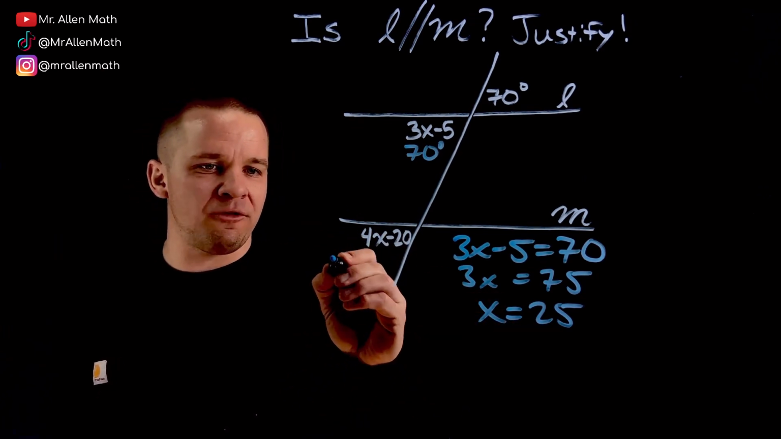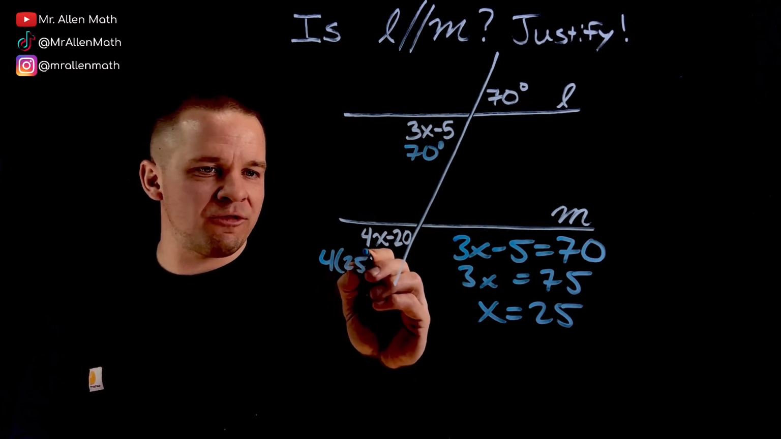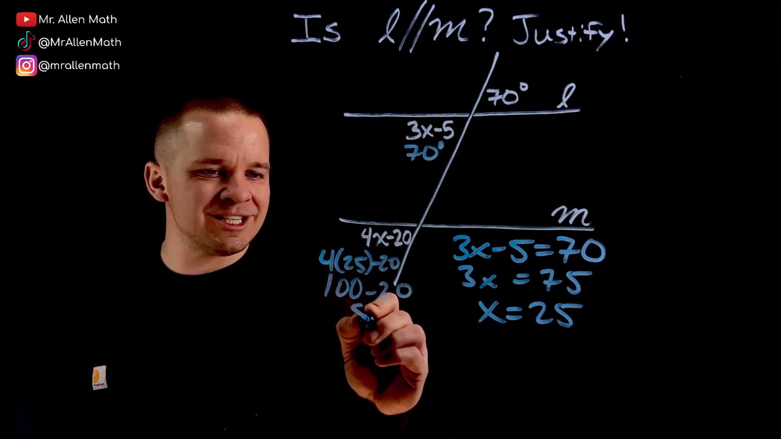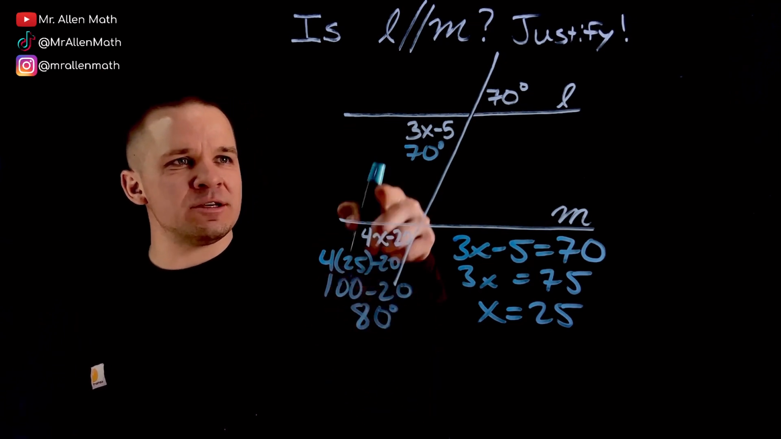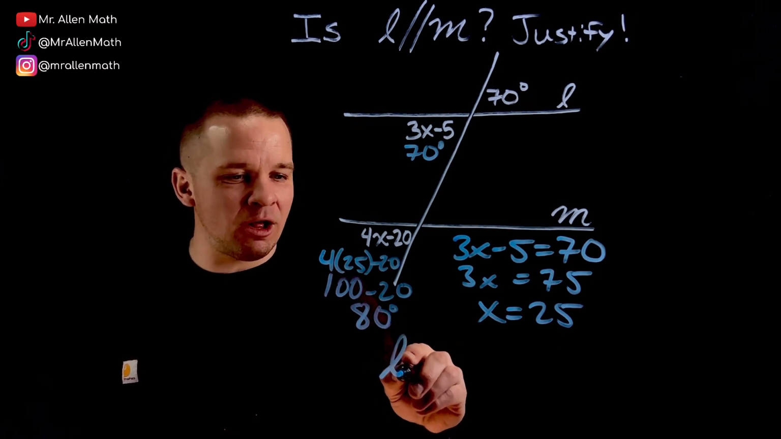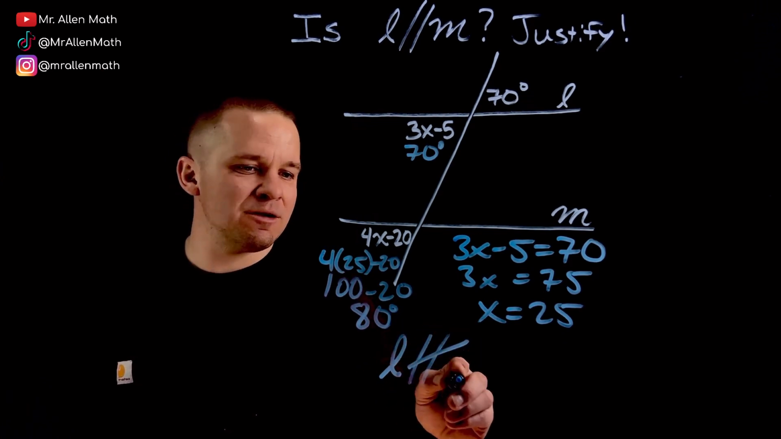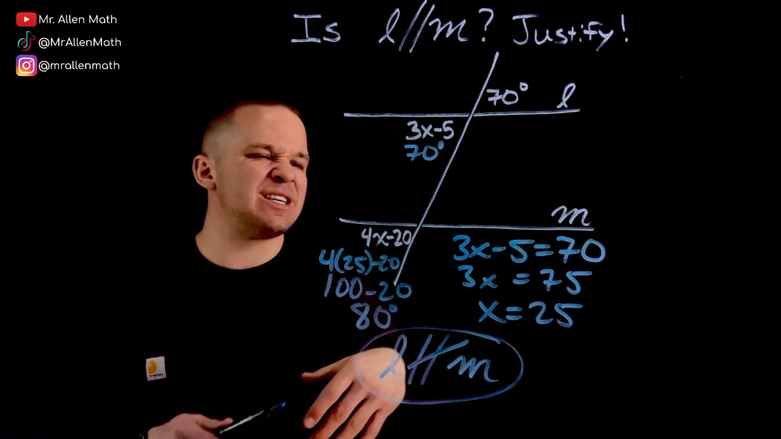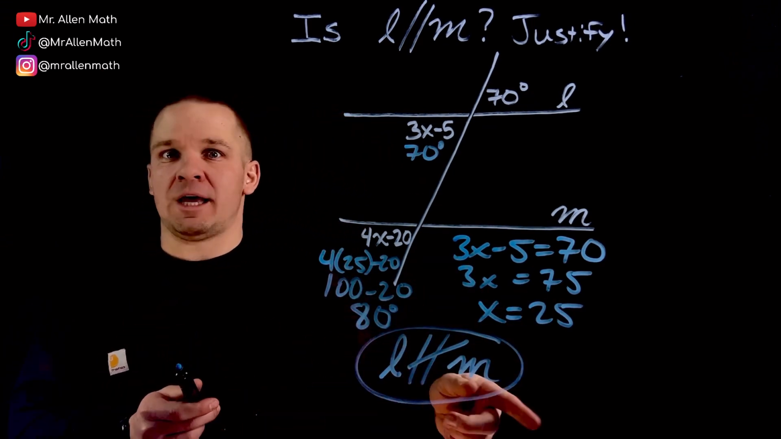If I plugged in 25, I'd have 4 times 25 minus 20. That's going to be 100 minus 20, which is 80 degrees. So are these two angles congruent? No. So then we would say that L is not parallel to M. Okay, so they are not parallel. You could say, oh, nope, not parallel. You could write that out, not parallel.